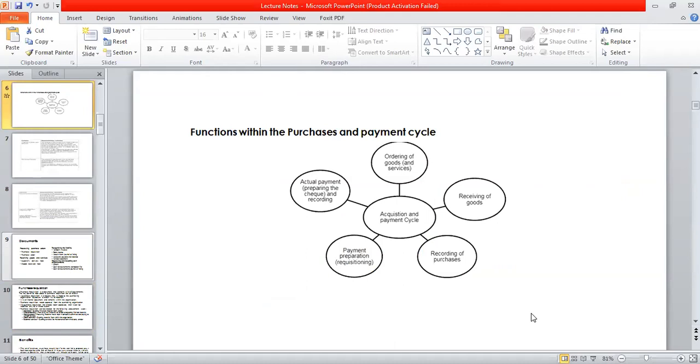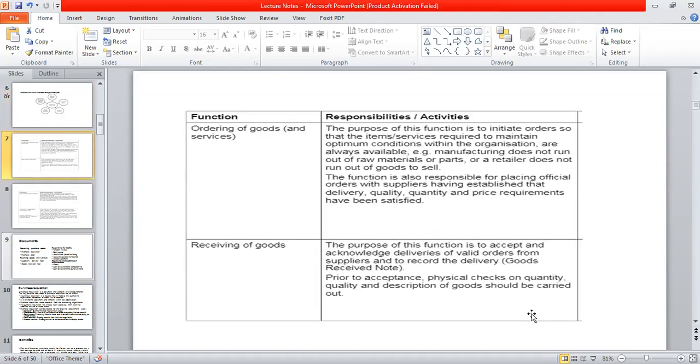So you find out that there are a number of functions, or in other organizations, they call it departments, which will deal with this process and this cycle from the actual department or business unit, which will be requesting the goods, the receiving of goods, the recording of the purchases, payment preparation, and then the actual payment. So this is the general process.